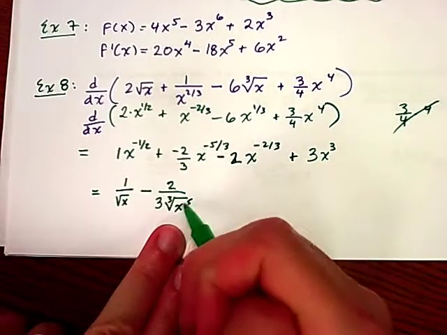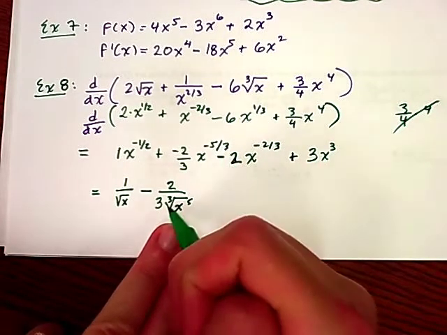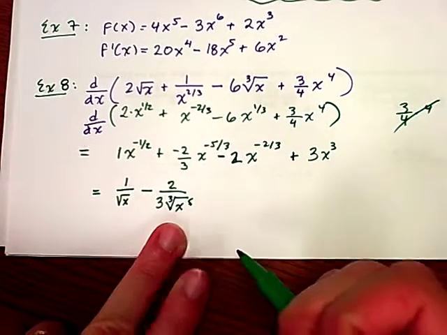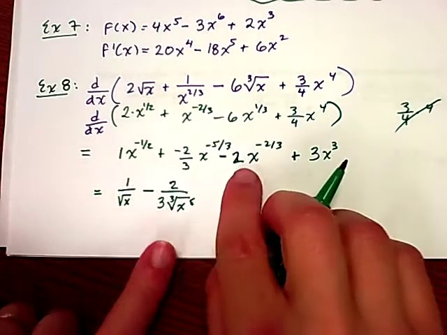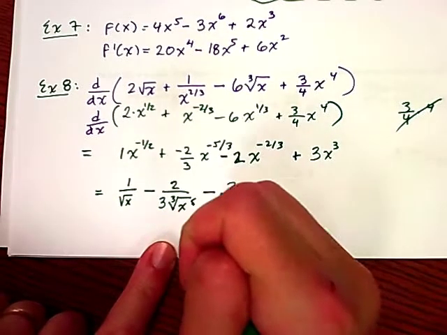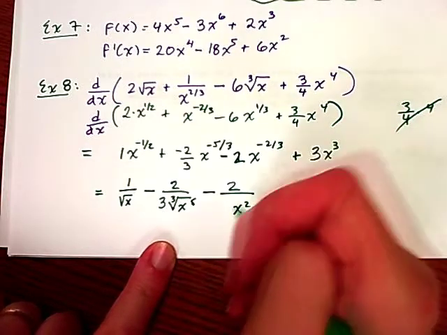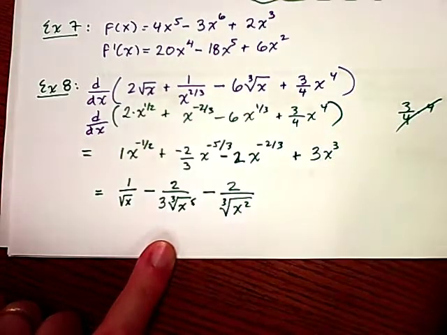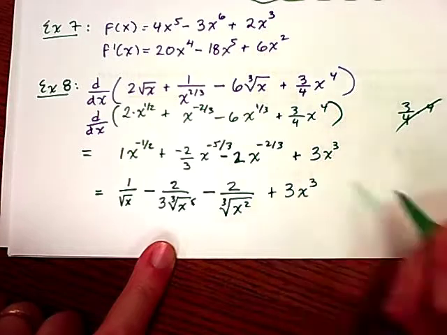The negative meant it went down to the denominator. The denominator of 3 and the exponent meant it became a cubed root, and the 5 stayed as an exponent. So that's this term. So for my next term, I get minus, the 2 stays on top. X squared stays x squared, but then the denominator of 3 becomes the cubed root. And then my last term stays 3x to the third.